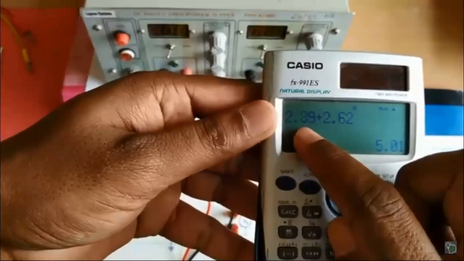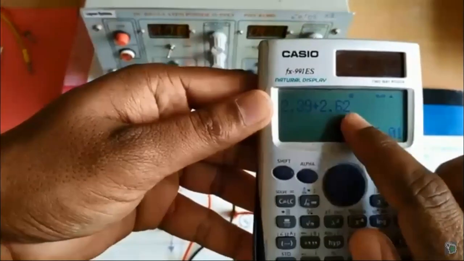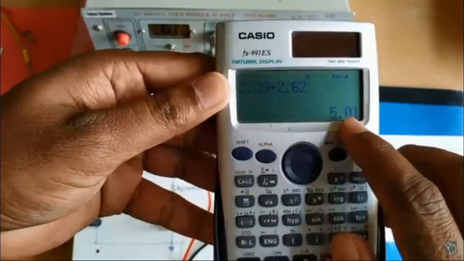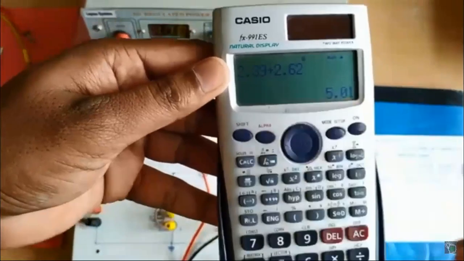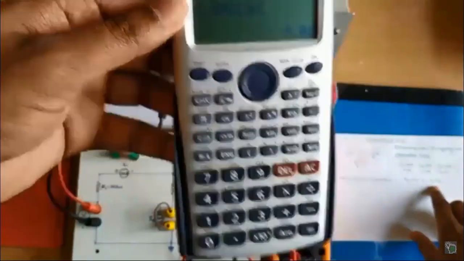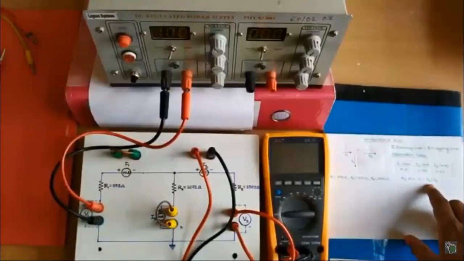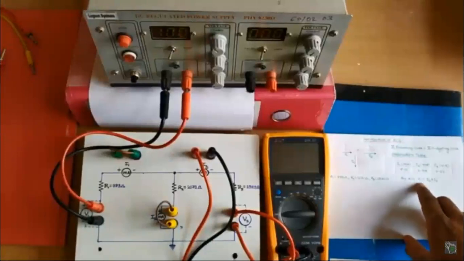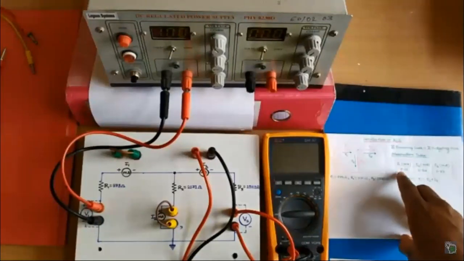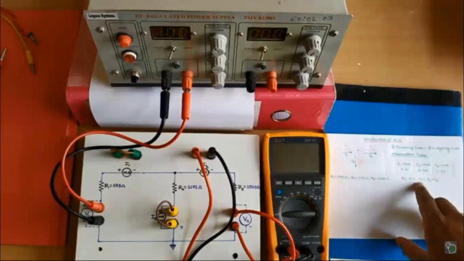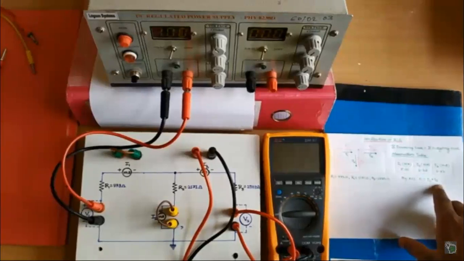Your I2 is 2.39, I3 is 2.62. If we add them, what are we getting? 5.01. So what is your right hand side? 5.01. And what is your left hand side? I1, again 5.01. So left side is equal to right side. These two are the same.